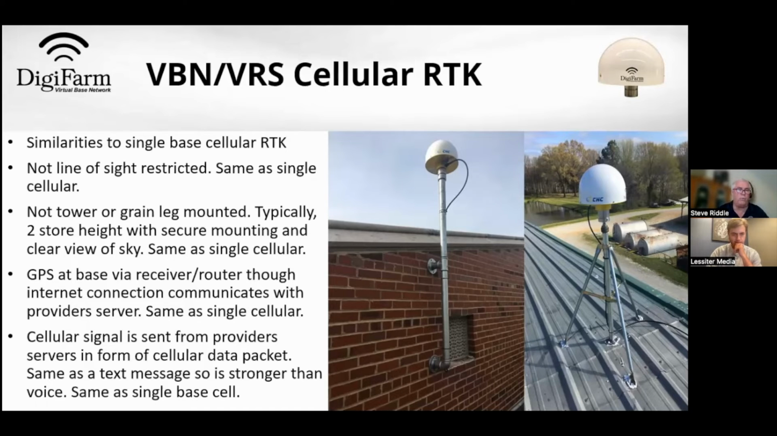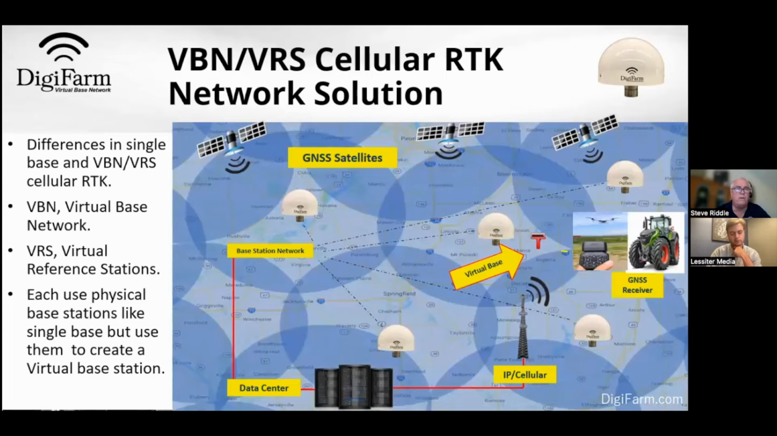So that's like what a text message is sent, and it's stronger than voice. So that's a good thing. But those are all similarities of the single base and a VBN or virtual base or VRS cellular RTK. So VBN and VRS: VBN, virtual base network, often also called VRS, virtual reference stations.